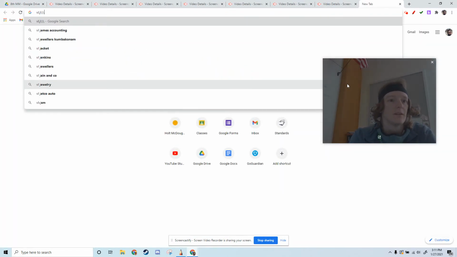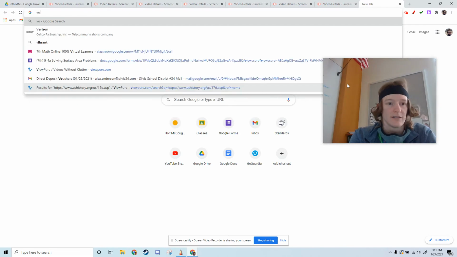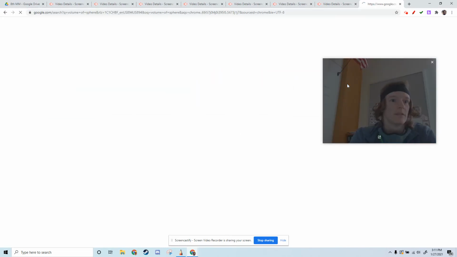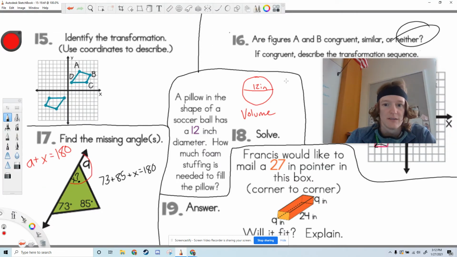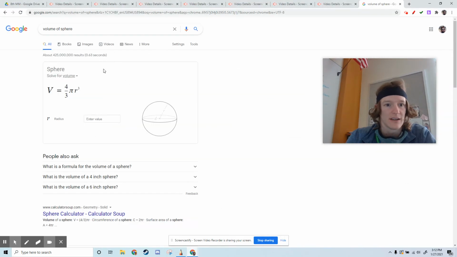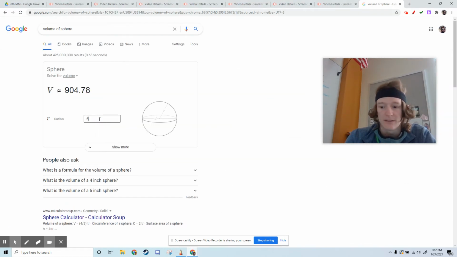Volume of a sphere: 4/3 times pi times the radius to the third power. In fact, this is a calculator. It'll do it for us. What was our radius? Our radius is halfway across, so it's 6. Let's go back to that. Type in 6. There's the volume.